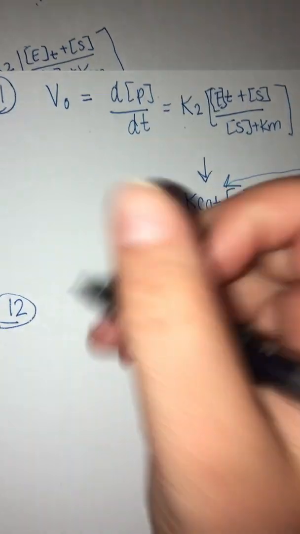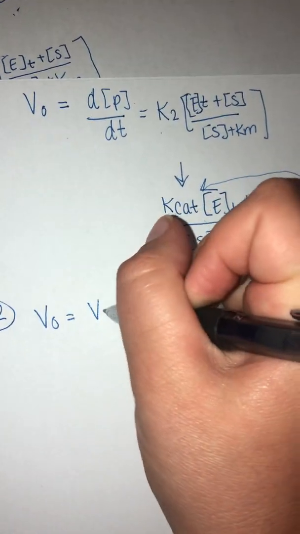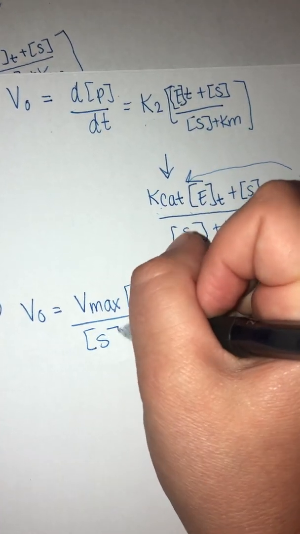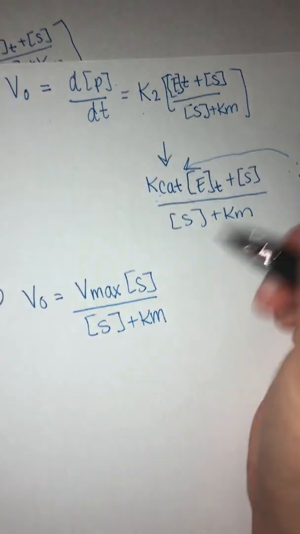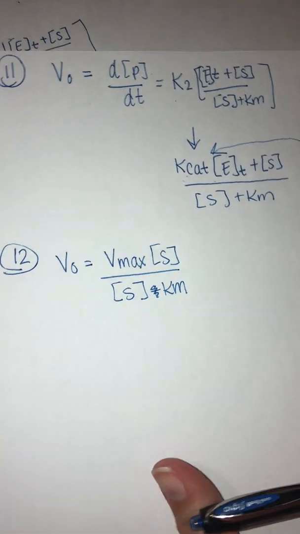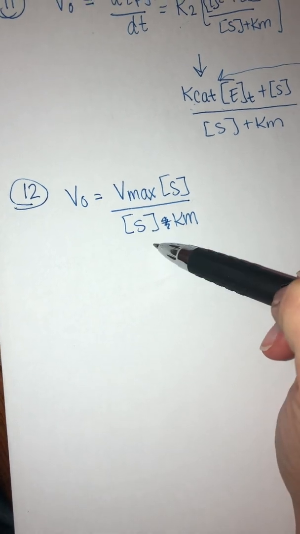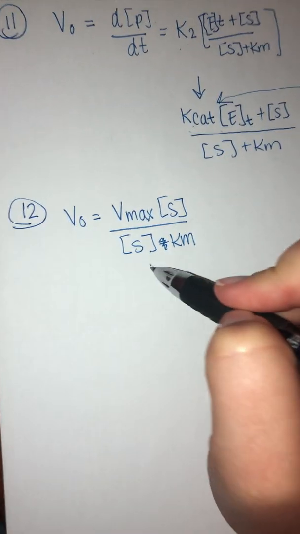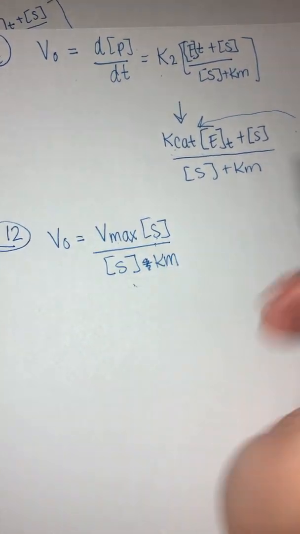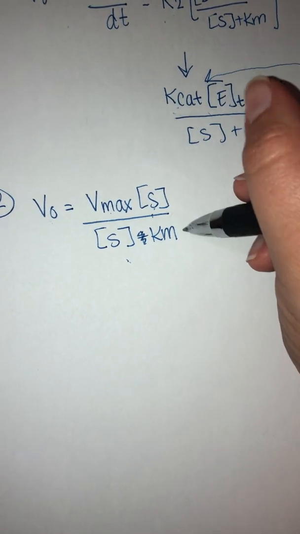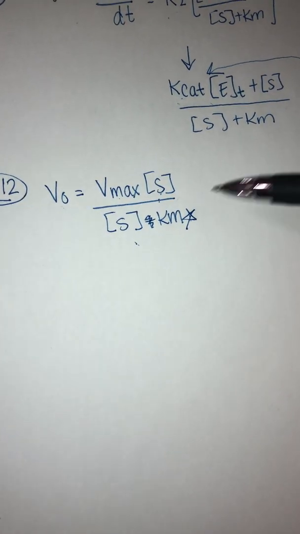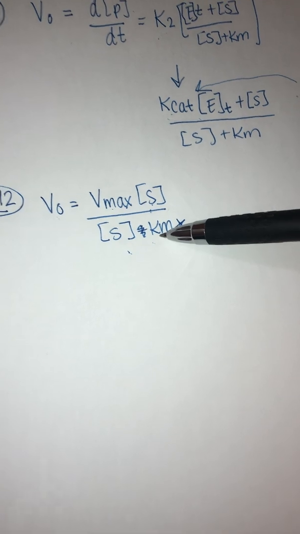this new equation can be written as V0 equals Vmax times the substrate over the substrate plus Km. Or I'm sorry, plus Km. All right, so this here is the final Michaelis-Menten equation. Velocity equals Vmax times substrate divided by the substrate plus Km. And when you think of Km, it represents the concentration of the substrate when the reaction rate is half of the Vmax.